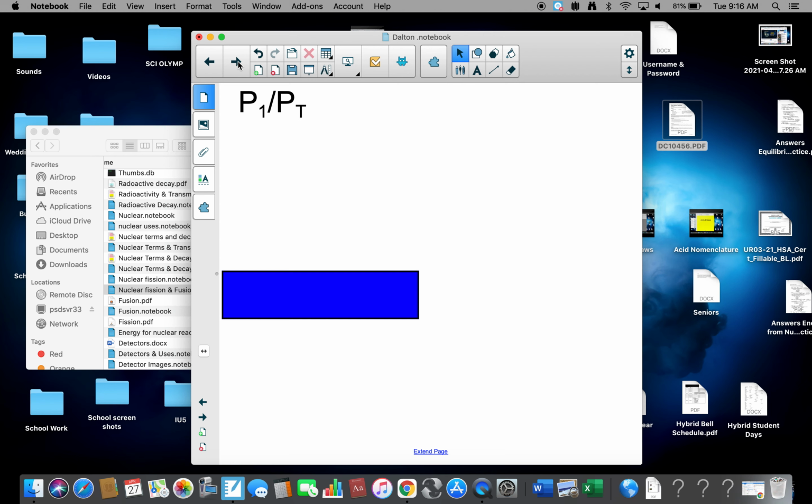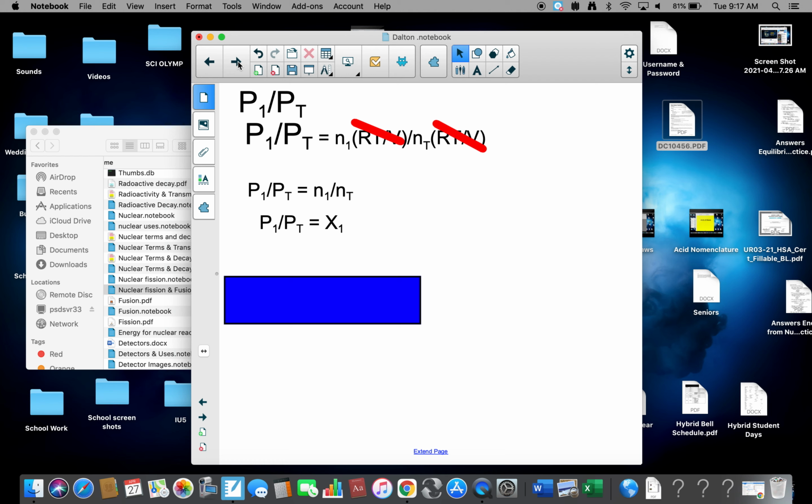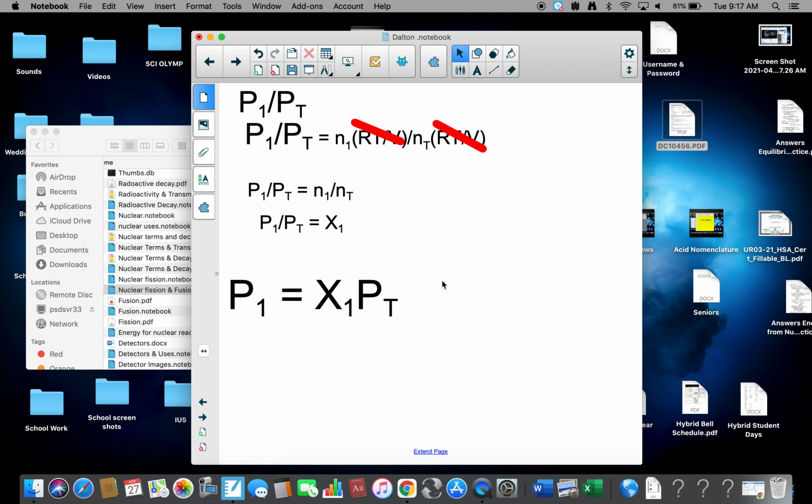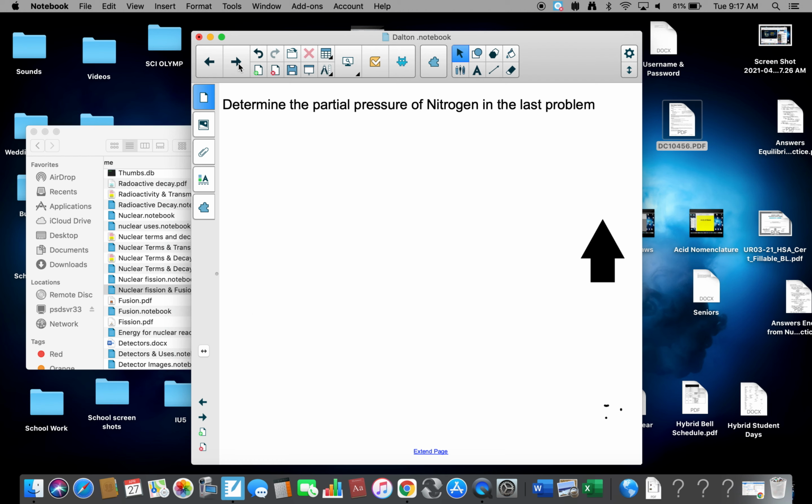So if we take pressure 1 over total pressure and use the equations we just got, we get n1 RT over V over n total RT over V. Those cancel out. We get n1 over n total, which, if you remember from solutions, is the mole fraction. So we can then find the partial pressures by taking the pressure of each individual gas as equal to the mole fraction of that gas times the total pressure. So in class, we'll determine the partial pressure of nitrogen, the last problem. I'll go up to there, we'll look at it, and then come back and do the problem.